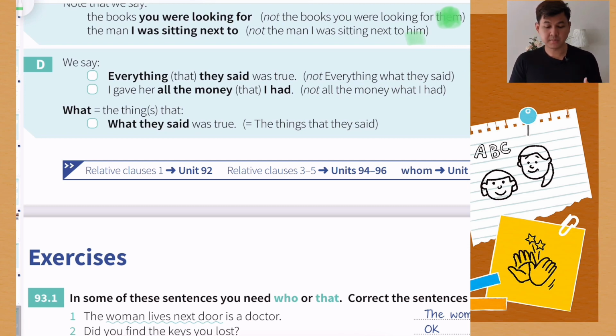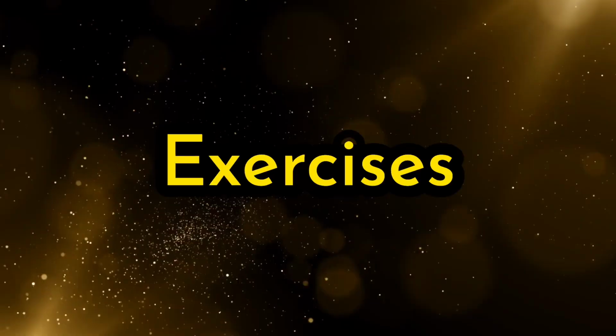I gave her all the money that I had. We don't say, I gave her all the money what I had. How about what? What means the things that. What they said was true means the same thing as the things that they said was true.